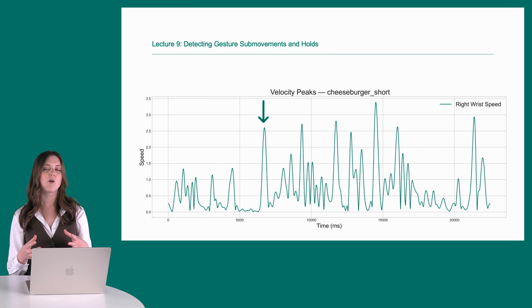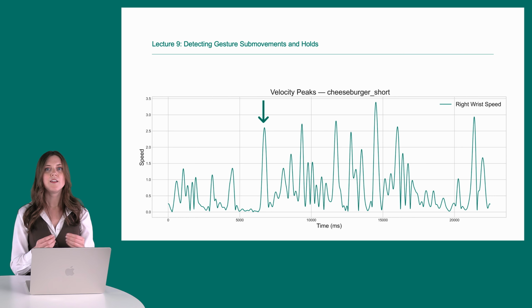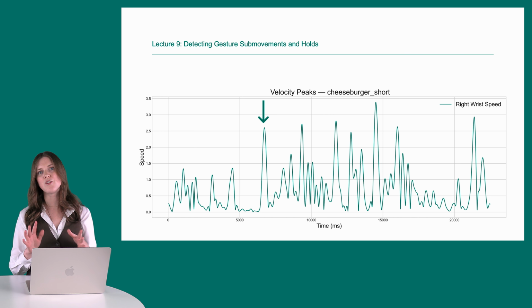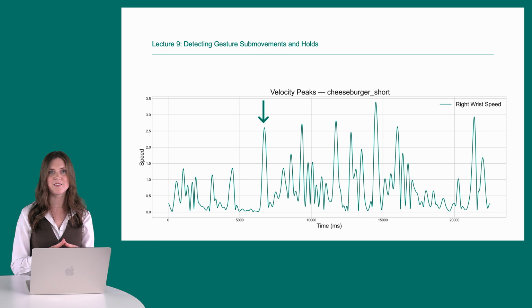Remember, we are looking for moments where speed peaks during a short time window. So this is an example where the speed peaks around 2.5 units per second. The speed starts near 0, then accelerates to 2.5 units per second, then decelerates close to around 0.2 units per second. We consider this entire unit a gesture submovement.